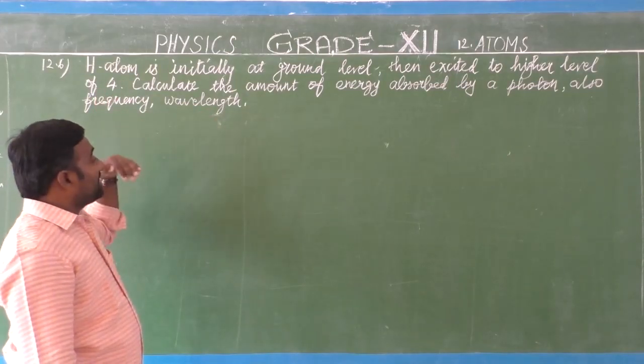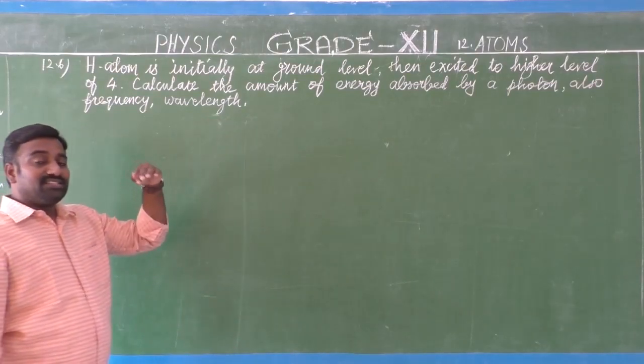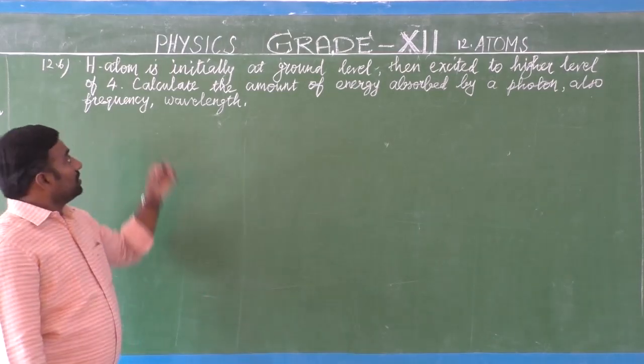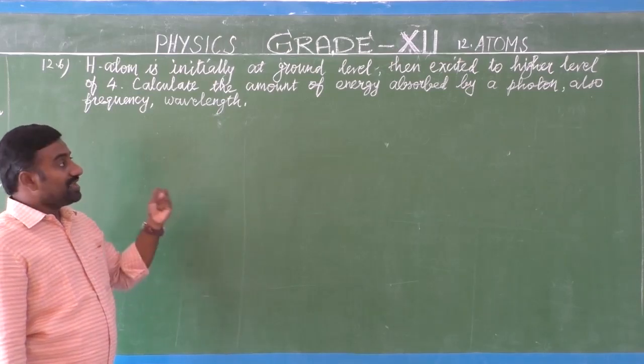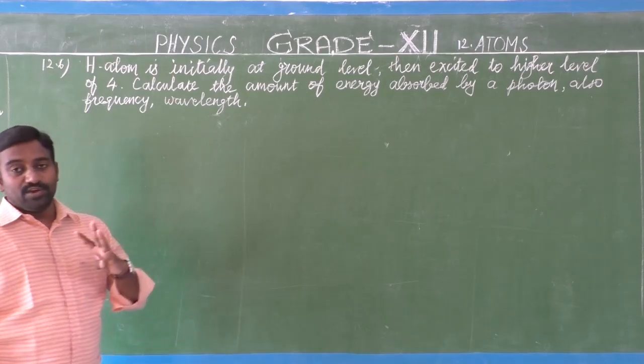At that time, what happens? Again it will come back to the ground state. When this excited atom immediately comes to the ground state, it emits some energy. So calculate the amount of energy absorbed by the photon from the ground level to the excited level, also the frequency and wavelength in this case. So three things we are going to find.